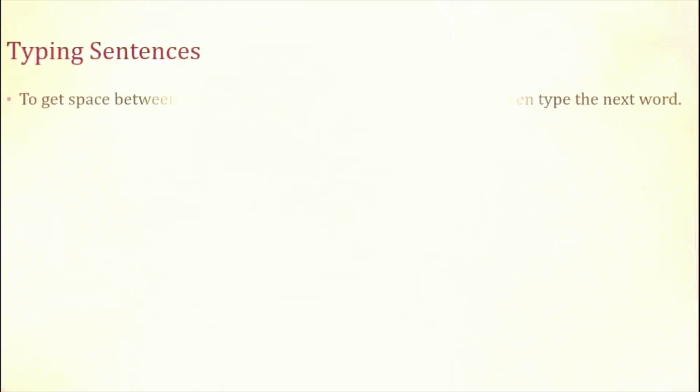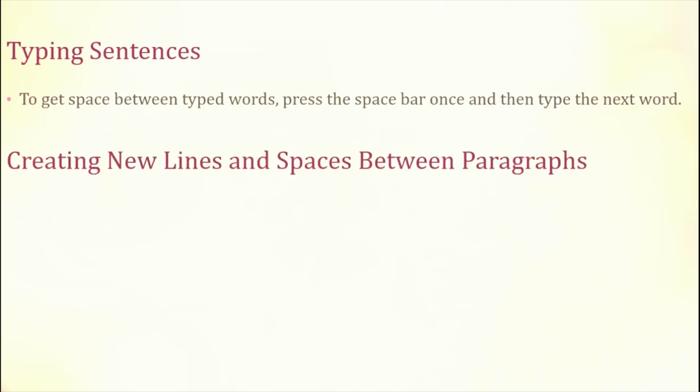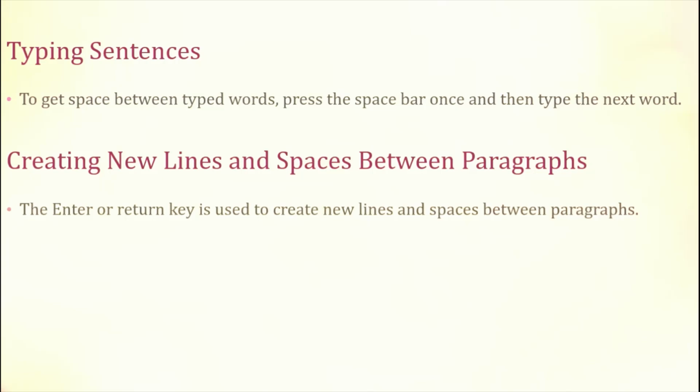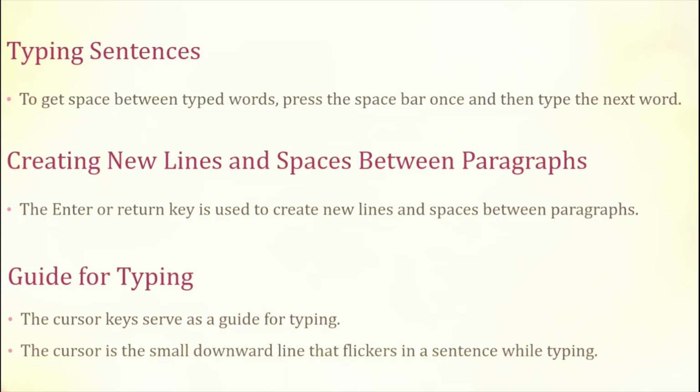Typing sentences. To get a space between typed words, press the space bar once and then type the next word. The space bar is the longest key available on the keyboard. Creating new lines and spaces between paragraphs. The enter or return key is used to create new lines and spaces between paragraphs. Guide for typing. The cursor serves as a guide for typing. The cursor is the small vertical line that flickers in a sentence while typing.